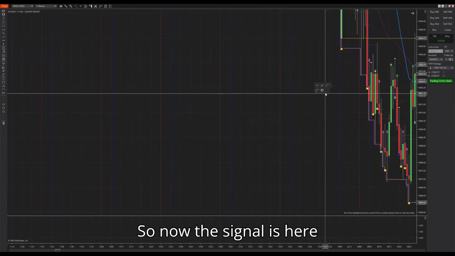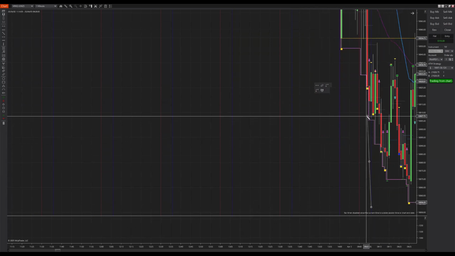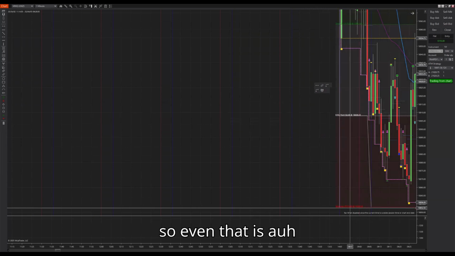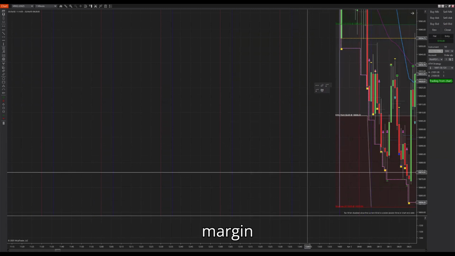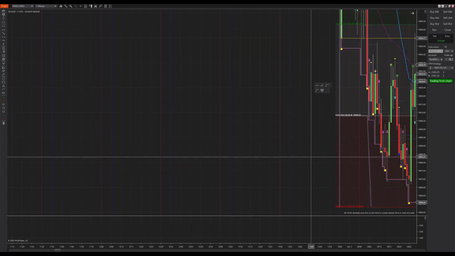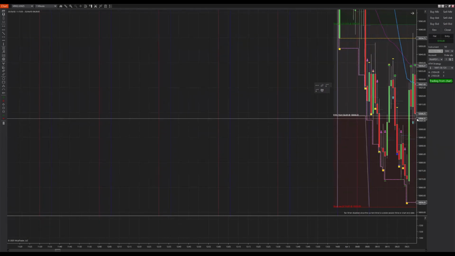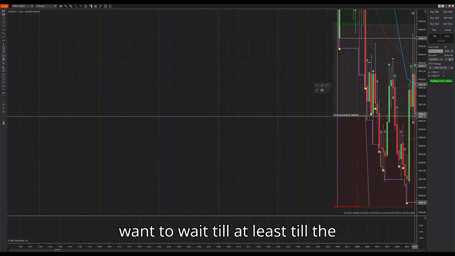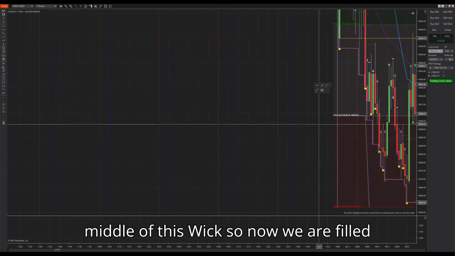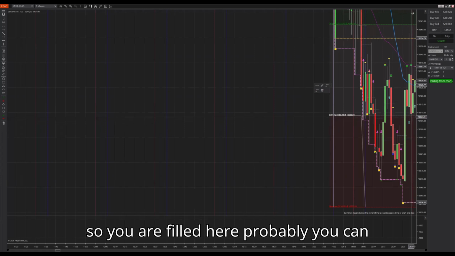Okay, so now the signal is here. We want the stop to be here. Target is there. So even that is quite a wide margin. So the signal is given here. You want to wait till at least the middle of this week. So now you are filled. So you are filled here.